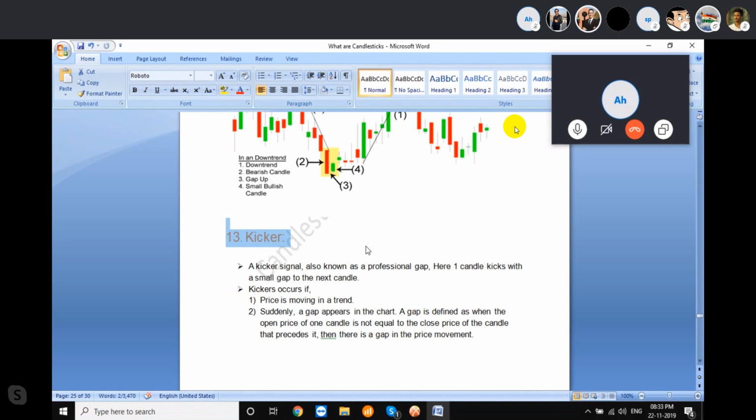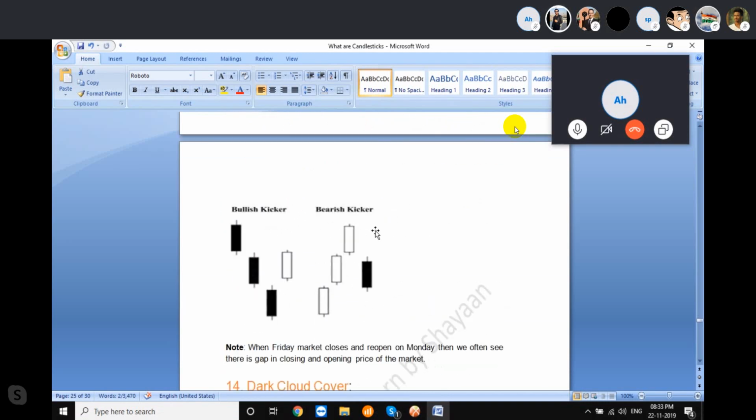We can say that it is like a kicker. That kicker word itself is telling that I'm kicking something. What it kicks actually, we'll see that. So first have a look at the candlestick, then it will be easier to understand. So this is a bullish kicker, this is the bearish kicker.